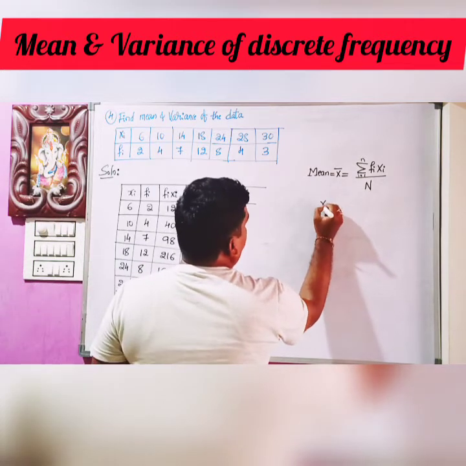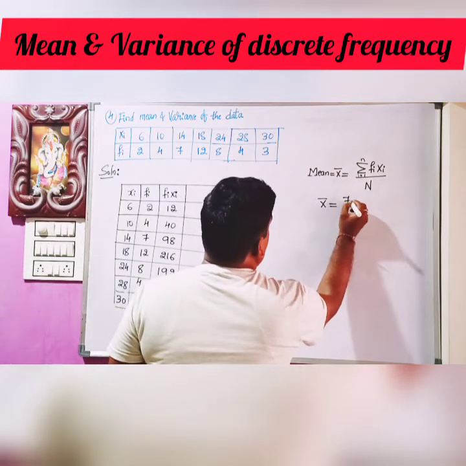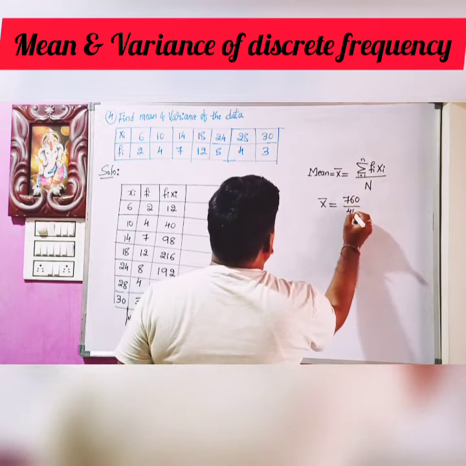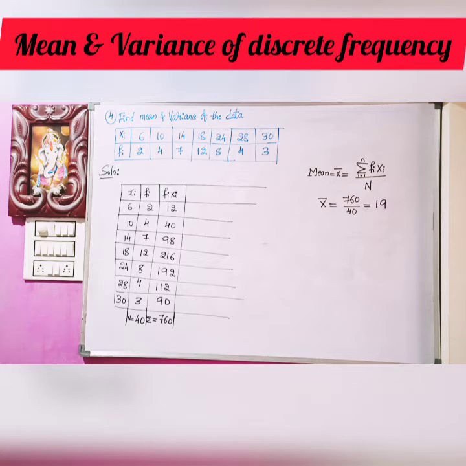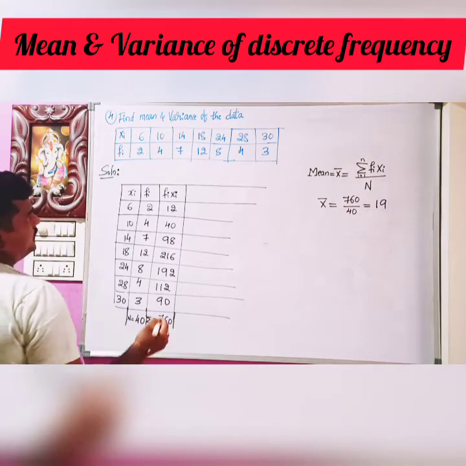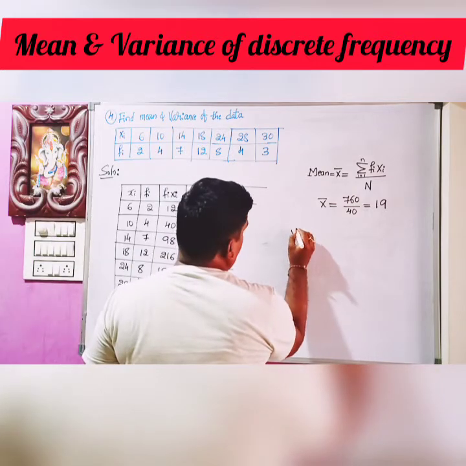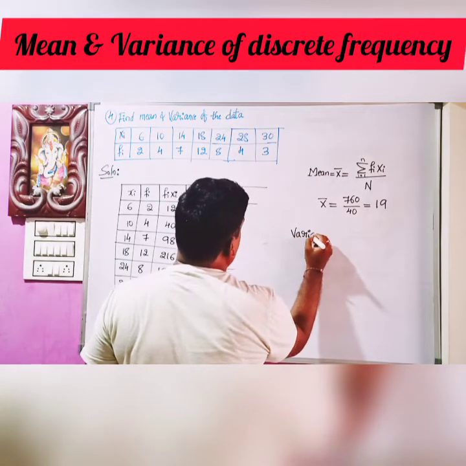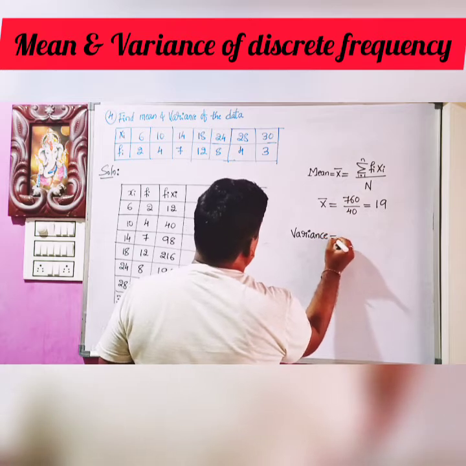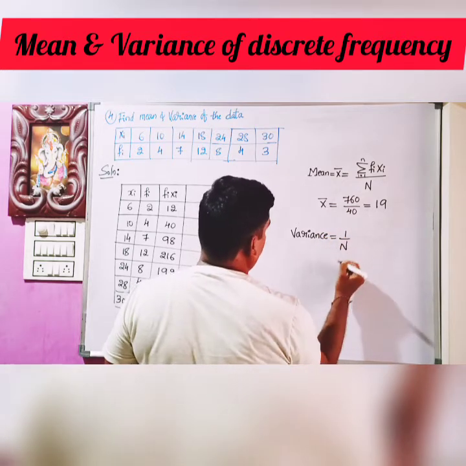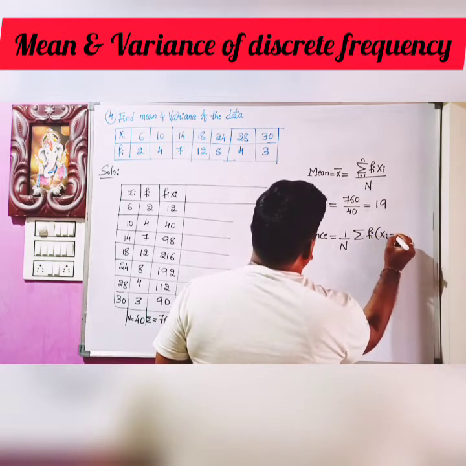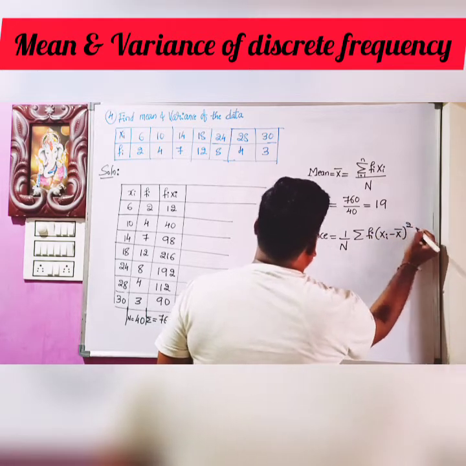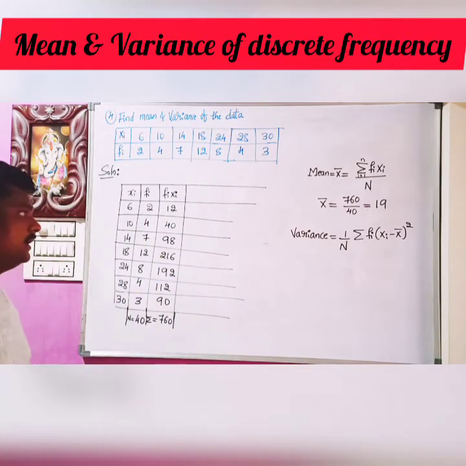So x bar is 760 divided by 40, which is nothing but 19. 760 by 40 is 19. X bar we have got. Then to find the variance, what is the variance formula? It is for grouped data: 1 by capital N summation fi (xi minus x bar) whole square. This is the variance formula.